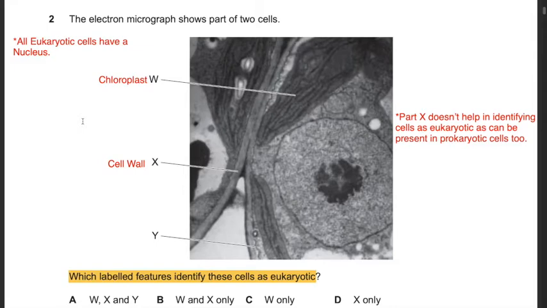Therefore, if you go to the answers A, B, C and D, since answers A, B and D have X in it, they are incorrect, leaving us with the best possible answer being C, W only. And W is nothing but chloroplast.